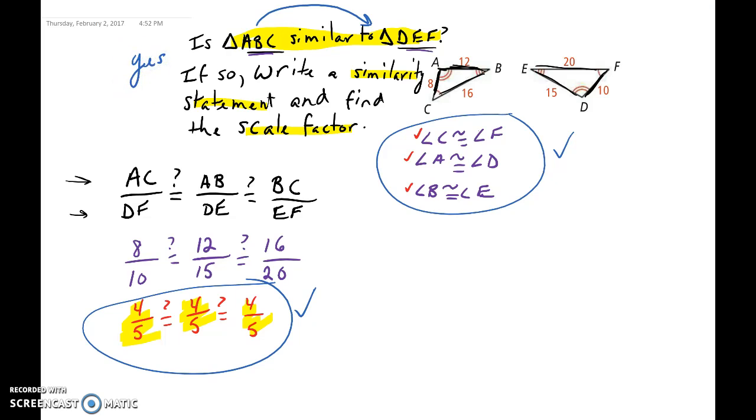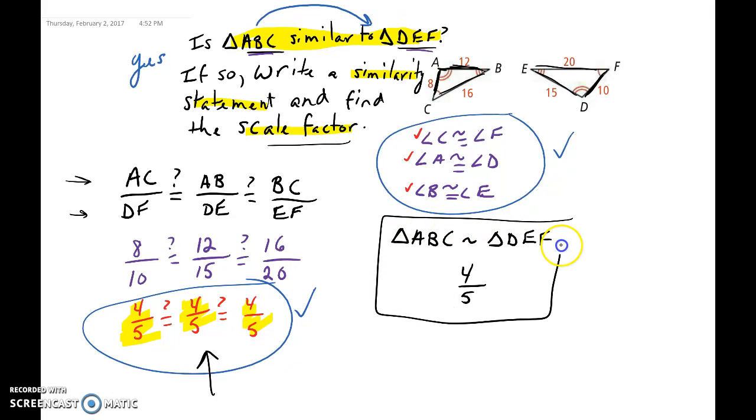So our similarity statement would be triangle ABC is similar to triangle DEF. So there's our similarity statement. And then the scale factor is whatever our proportion or ratio was. So the scale factor is 4 over 5. All right, and remember that scale factor will change depending on which triangle we're going from and which triangle we're going to. All right, that's it for this video.